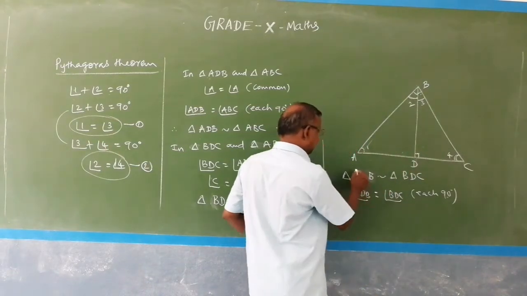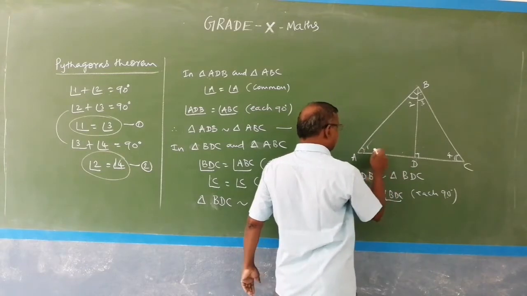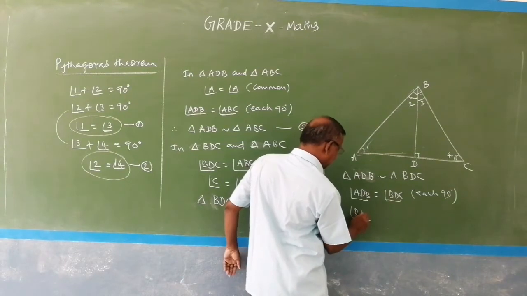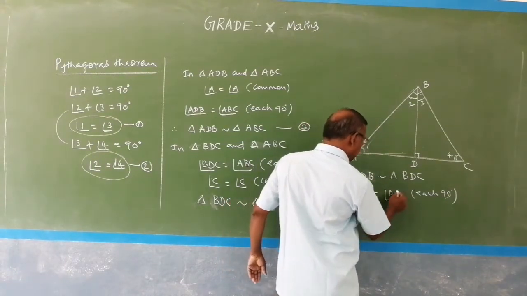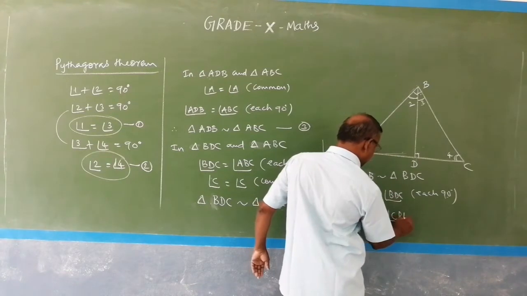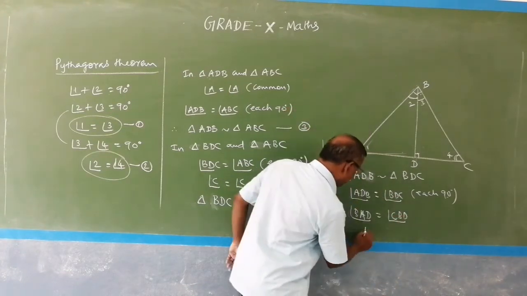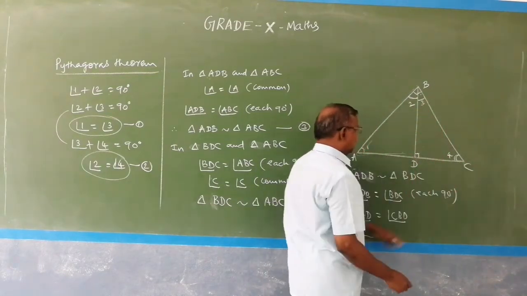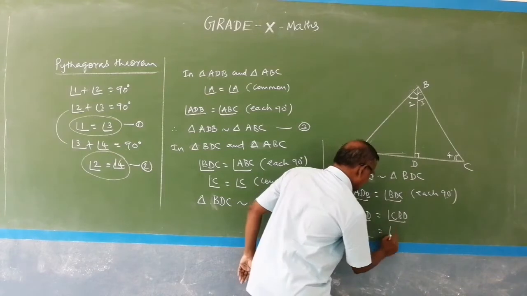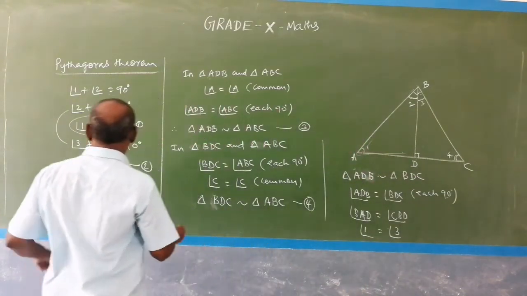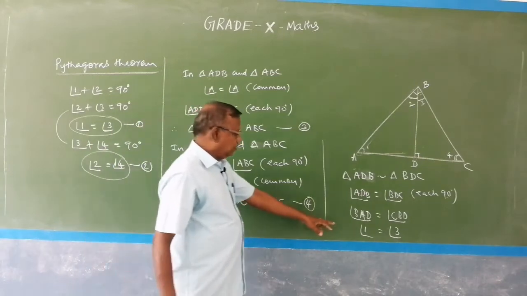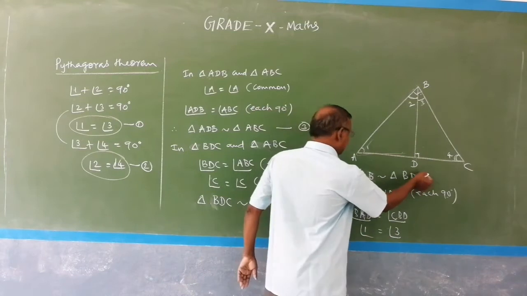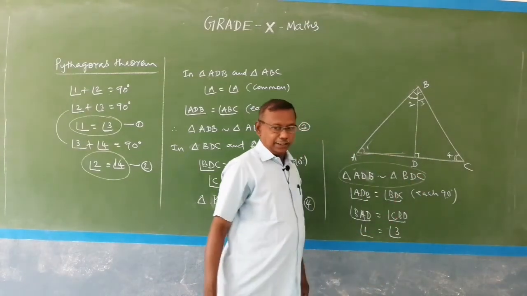Next, in triangle ADB, we have angle BAD equal to angle CBD. BAD means angle 1, and CBD means angle 3. We have already proved angle 1 equal to angle 3. Therefore, again by AA similarity, these two triangles are similar to each other.